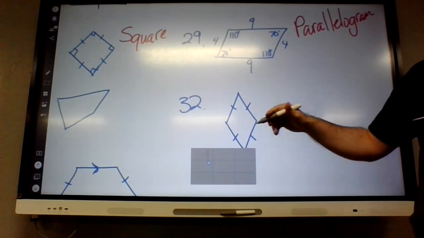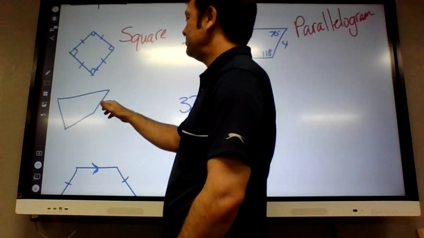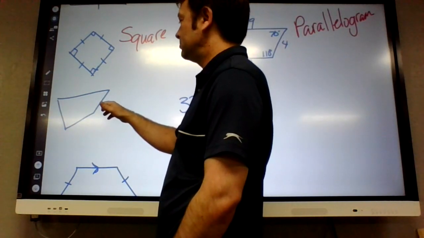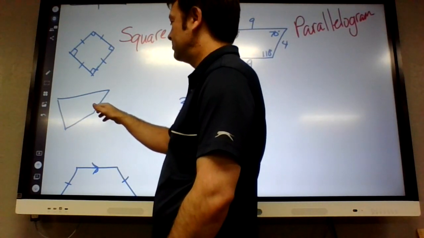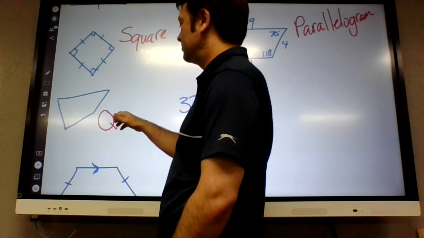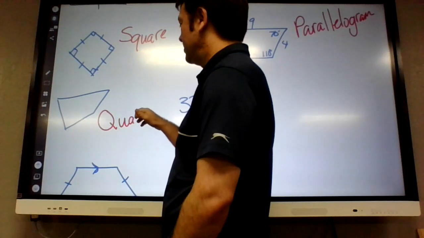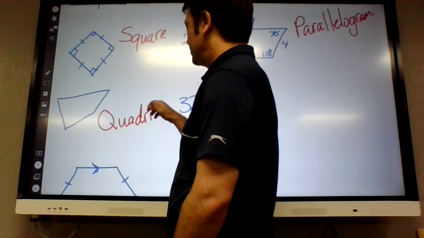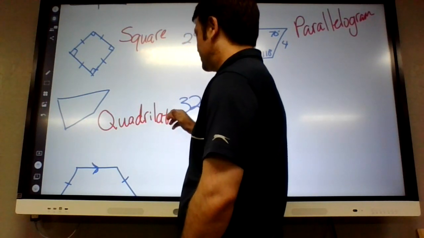Okay, what's this shape? That is a trapezoid. No, it's not. That is a kite. That's a kite. That is not. Mr. Jordan, how are we going? Oval. Quadrilateral. Okay, there's nothing special about it, so it's just a quadrilateral.